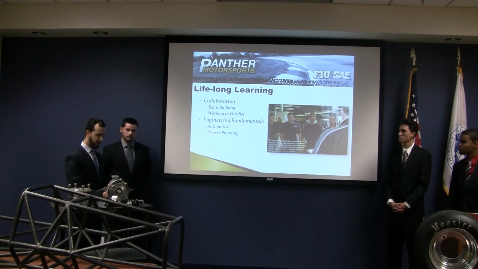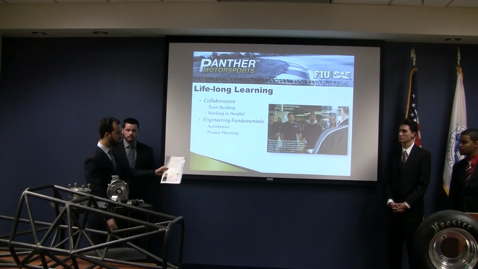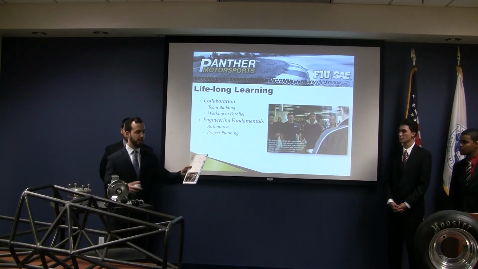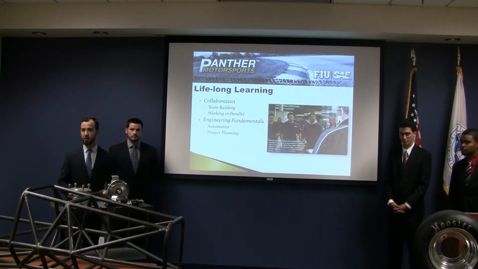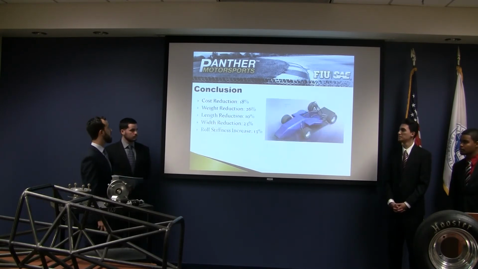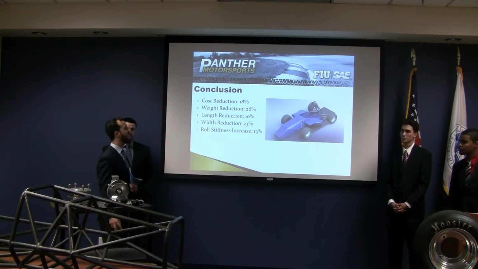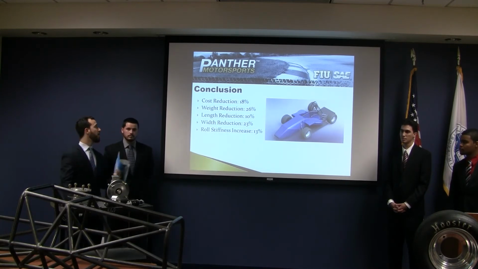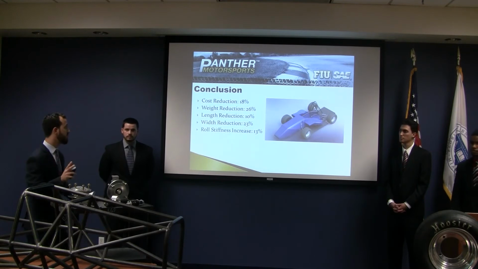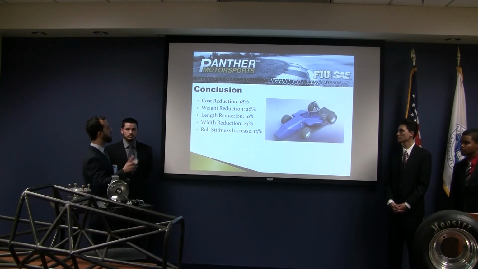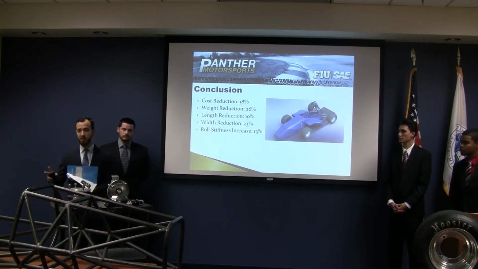And this, I'd like to point out, in this magazine, we came out in the November magazine of SAE, and here's just a quick glimpse of us during competition, actually with the industry advisors, kind of going over all our design decisions in SAE competition, which is great. So in conclusion, we reduced the cost by 18% from Prototype 1 to 2. We had a weight reduction of 26%, which was very important for us to achieve. Length reduction of 10%, width reduction of 23%, and roll stiffness increase of 13%.